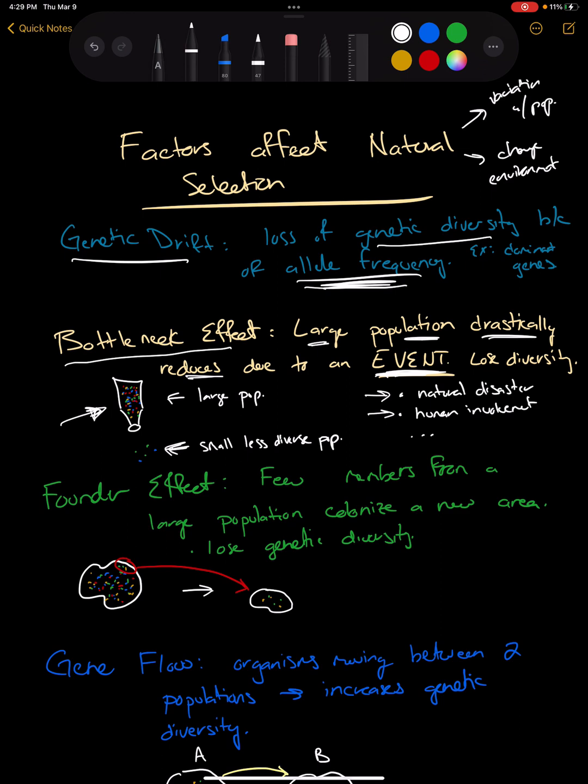But this super tiny population is way less diverse, because I had 4 different colors up here in the bottle, but now I only have 2 colors, and out of those 2 colors, I only have 5 organisms versus all the ones that were in the bottle. So the bottleneck effect is when I lose genetic diversity because my population went from large to small because of an event.